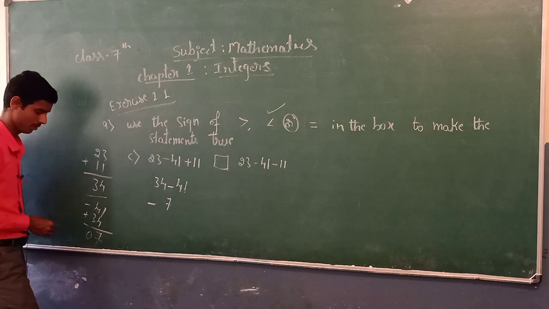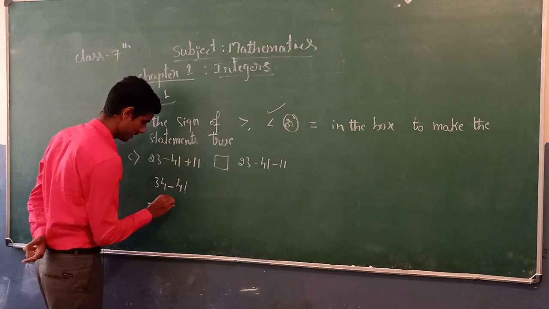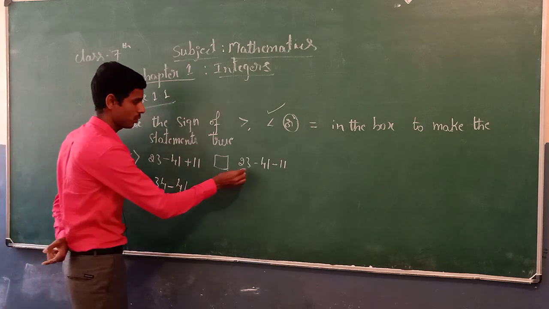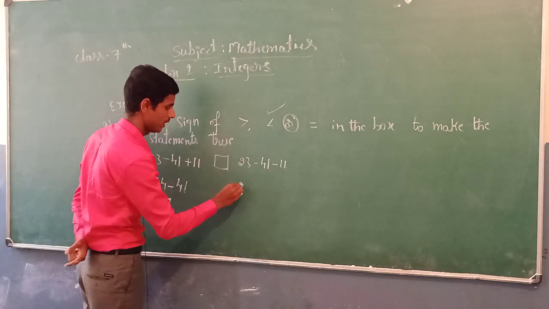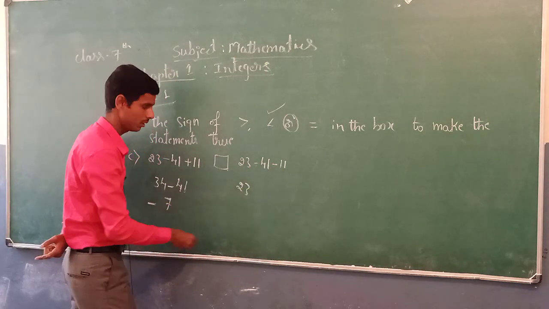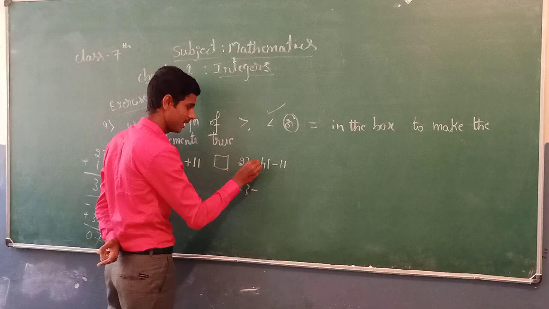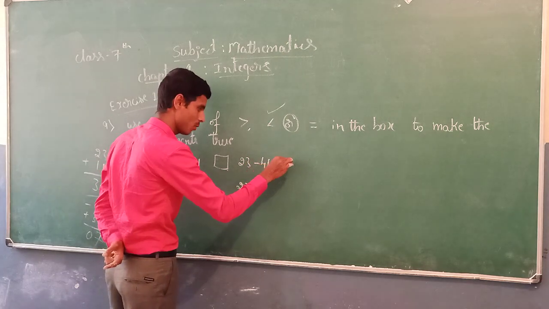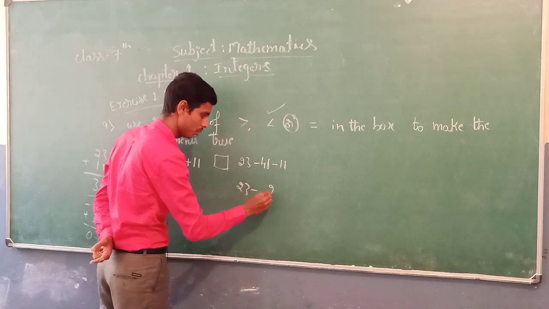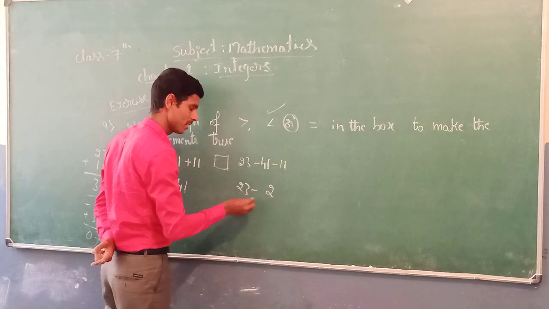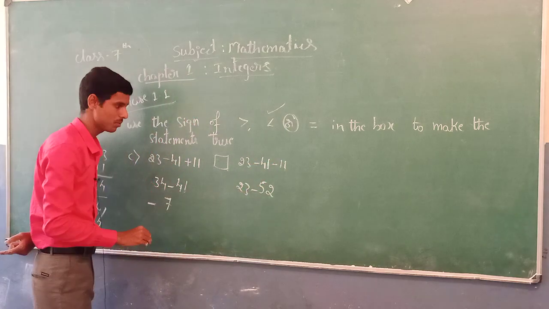Clear? Next. This is minus 7. Next, 23 we can write as it is. Both are having minus sign, so we can add these two. Minus. 1 plus 1 unit, ones place we can add now. 1 plus 1 is 2, 4 plus 1 is 5.